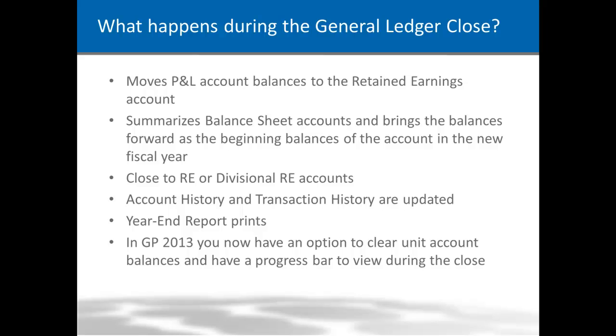Your account history and transaction history are updated. Your year-end report prints, which is your journal entry to close the year. And in GP 2013, you now have the option to clear unit balances. And you also have a progress bar to view during the close. That was a new thing that they added for GP 2013, that you can actually see that it's doing something now instead of just hoping that it's doing something.